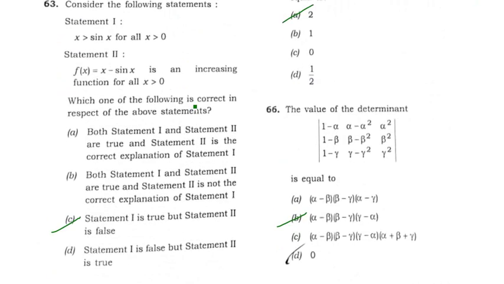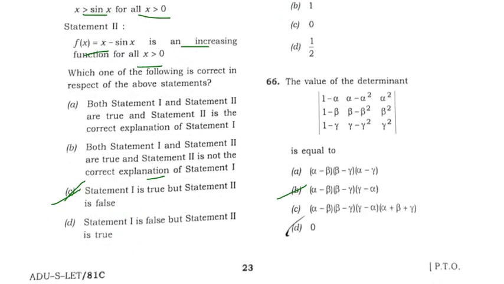And next question is, consider the following statements. Statement 1: x is more than sin x for all x more than 0. Statement 2: f(x) = x − sin x is an increasing function for all x more than 0. Which one of the following statements is correct? So statement 1 is true but statement 2 is false, so option C is right.